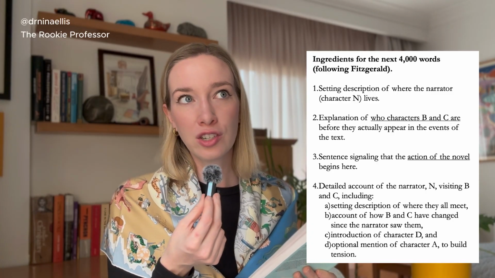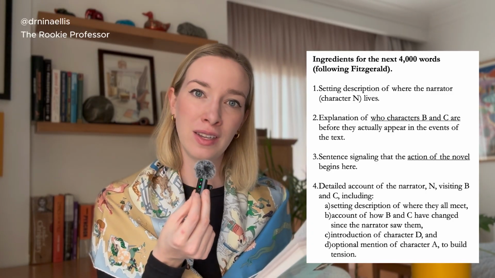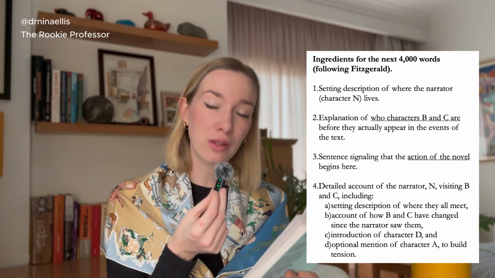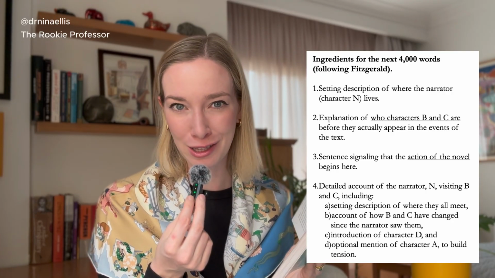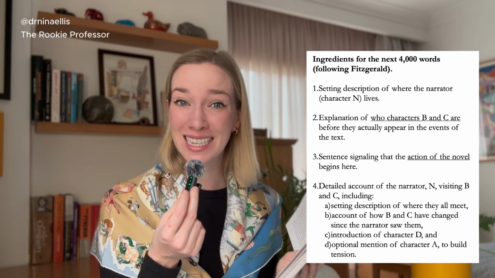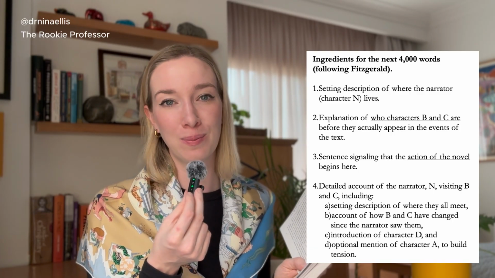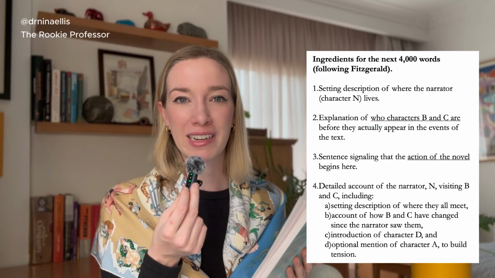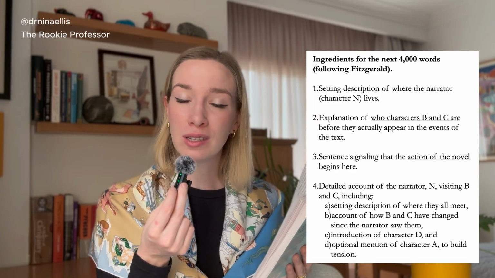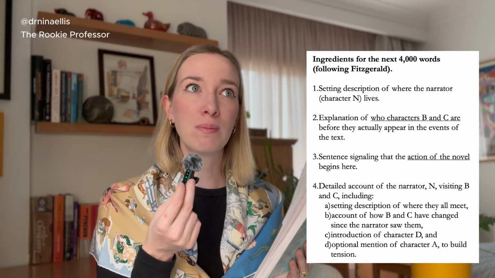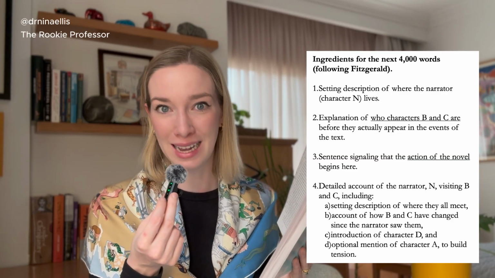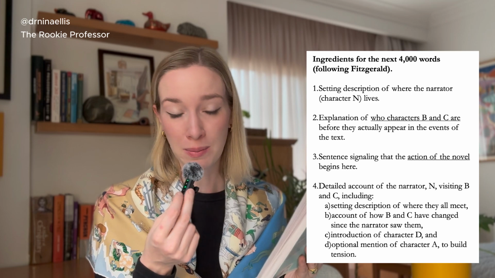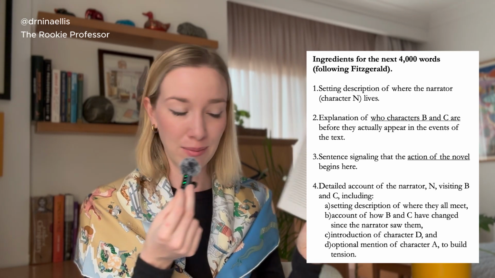But I think in your version, you could do the same for character B. Explain to us how characters B and C have both changed since the narrator N last saw them. Another thing to include in this section is the introduction of character D, who is more minor than characters B or C, truly a secondary character, but who will act as an important ally for character N and is going to be the means by which character N ends up meeting character A, the protagonist. So here, that's Jordan Baker, at the bottom of page 11 in my version.